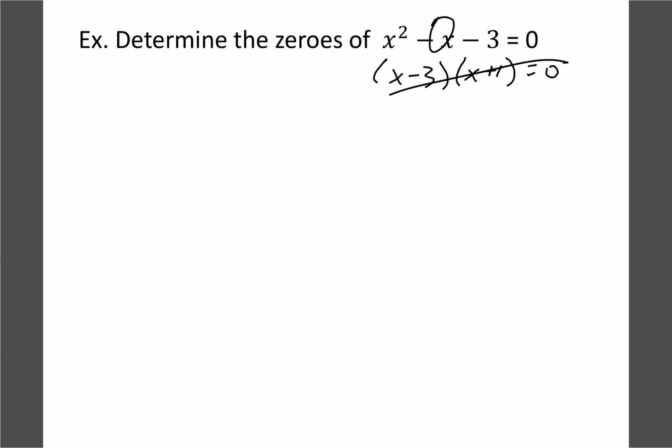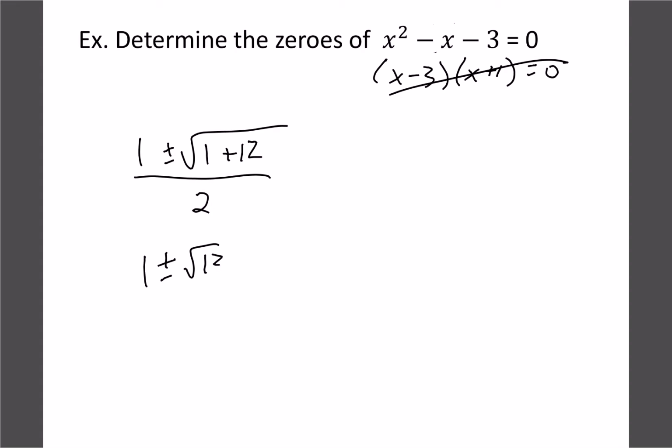So then our option is, what could we do? So let's go to our formula. That'll be our only choice in this case. So if we go negative b, so that would be 1 plus or minus square root of b squared, which is 1 still, minus 4 times 1 times negative 3 would give us plus 12 over 2a, which is 2. And if we simplify that, we get 1 plus or minus root 13 over 2.